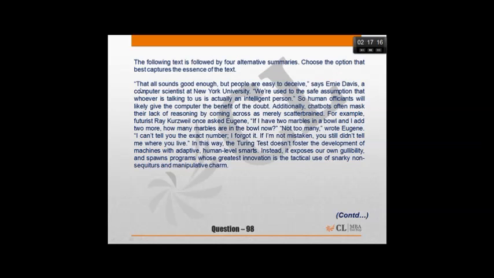Okay, question of summary. That all sounds good enough, but people are easy to deceive, says Ernie Davis, a computer scientist at New York University.